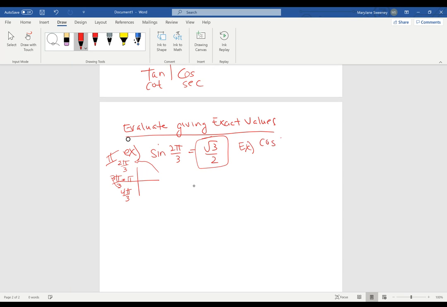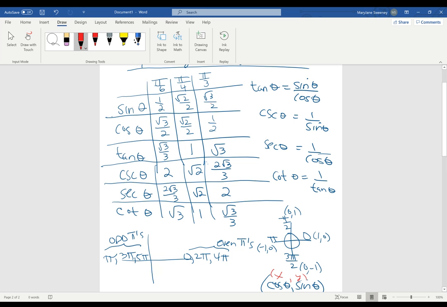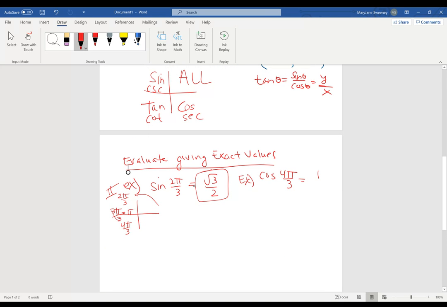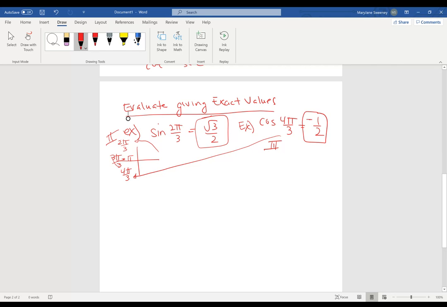What if we got cos of 4 pi over 3? Well, again, we would go back to our chart. We would say, okay, cos of pi over 3 is a half. So this is a half. Then we would determine quadrant. Now I actually already figured that out here. We're in quadrant 3. Cos is negative in quadrant 3, so my answer is negative.